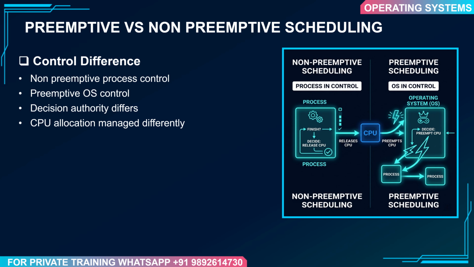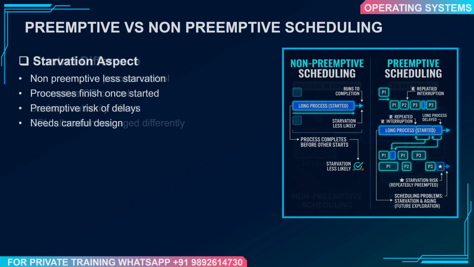Another important difference is control. In non-preemptive scheduling, processes themselves decide when to release the CPU. In preemptive scheduling, the operating system is in control and makes that decision. Also, in non-preemptive scheduling, starvation is less likely for long processes because once they start, they finish. In preemptive systems, if not designed carefully, some processes might get repeatedly interrupted and delayed. This is something we will explore later when we discuss scheduling problems like starvation and aging.